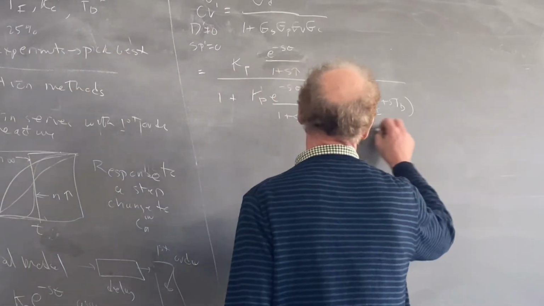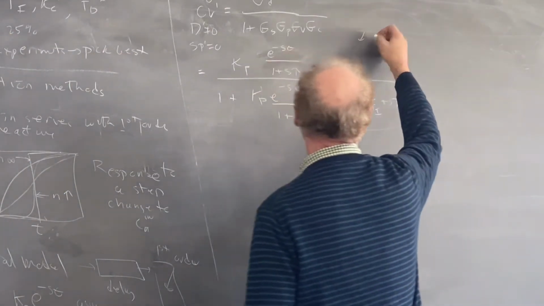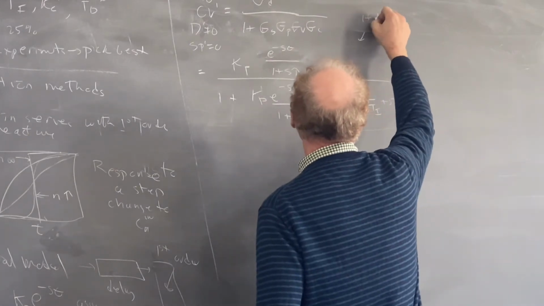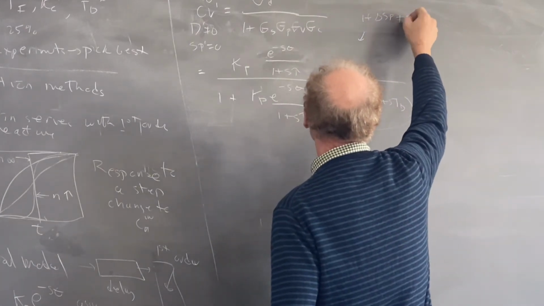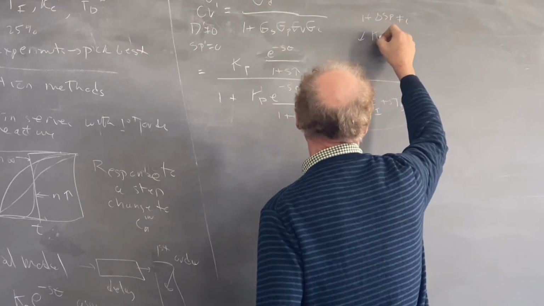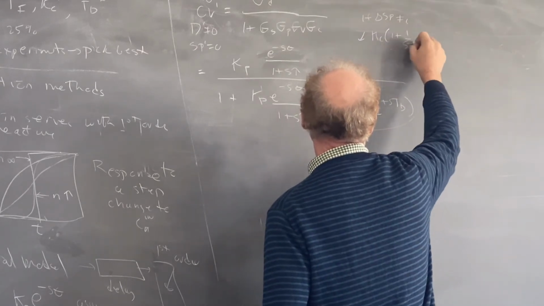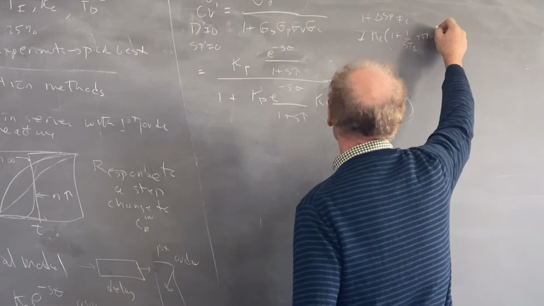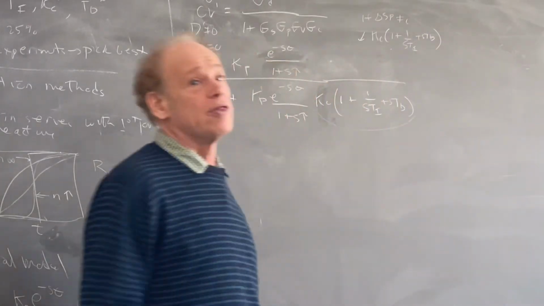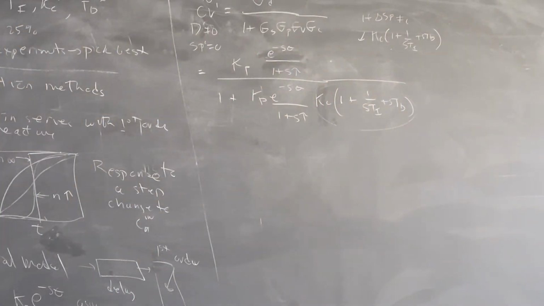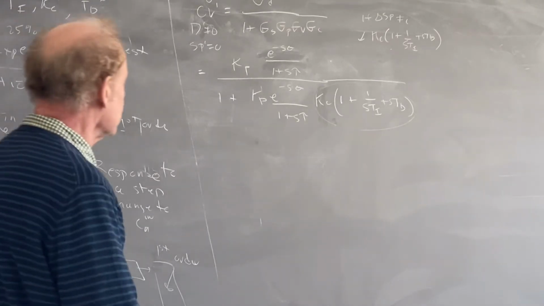So I would have this guy here as well. If delta SP were not equal to 0, then I would have KC times 1 plus 1 over STI plus STD here as well. And I could look at either one of those, two separate situations. So let's do this non-dimensionalization.